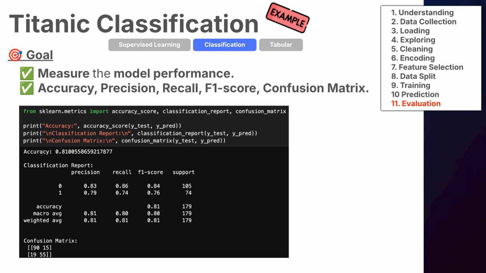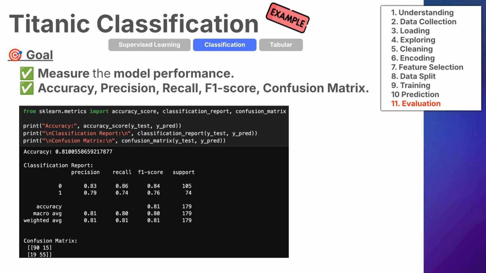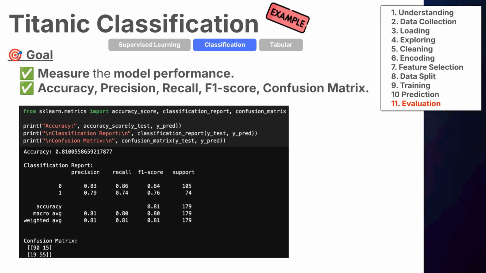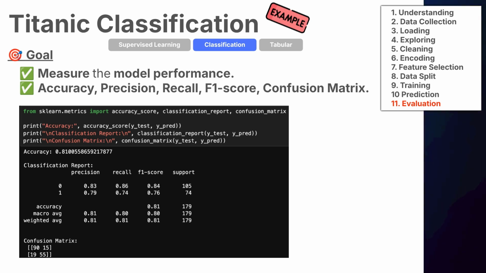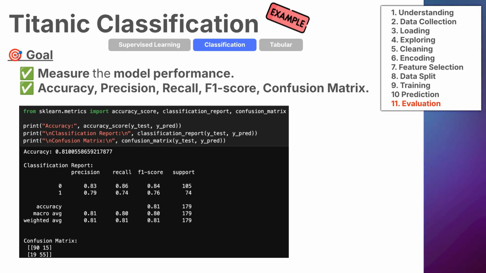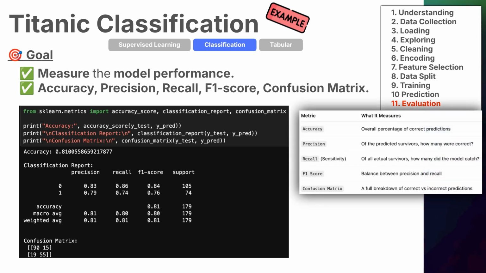Weighted average is the average of metrics weighted by the number of support, meaning the number of samples in each class. It accounts for class imbalance by giving more importance to the larger class. It's more reflective of overall performance when the classes are imbalanced. The confusion matrix shows the number of correct and incorrect predictions made by the model, broken down by actual class and predicted class. Here's the quick summary of those metrics.